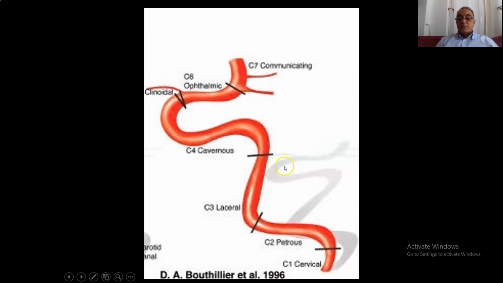This is a view of the internal carotid artery showing the different segments. The first, C1, is in the neck. C2, or the petrous part, is in the petrous bone. The C3, or lacerum segment, is above the foramen lacerum on its way to the cavernous sinus. C4 is the cavernous part, and C5 is the clinoidal, which is a small segment medial to the anterior clinoid. Then intracranially we have the ophthalmic segment, from the origin of the ophthalmic artery to the posterior communicating artery, and the last segment is the communicating segment, from the posterior communicating artery to the bifurcation of the carotid.